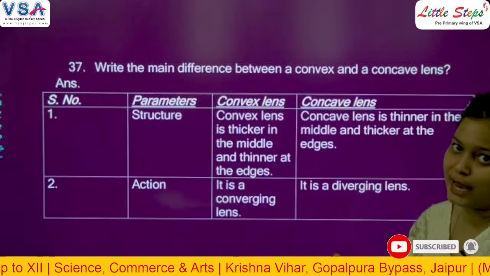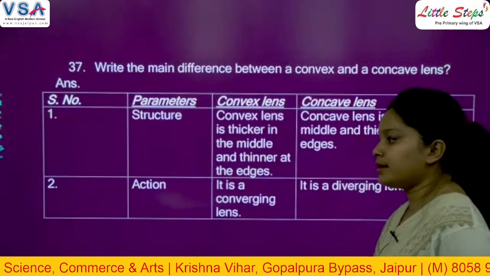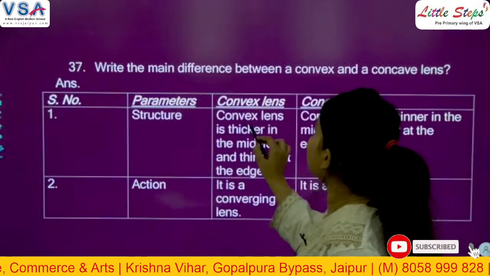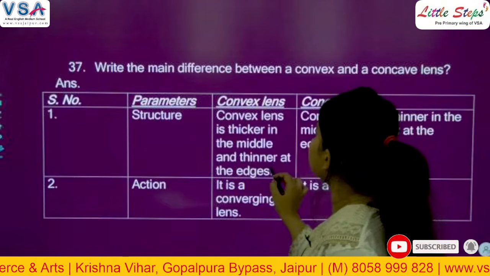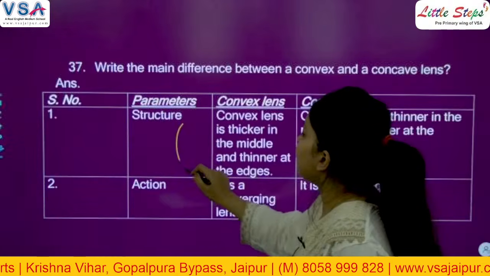You all know there are two types of lens: convex lens and concave lens. Convex lens is thicker in the middle and thinner at the edges. This is like this.